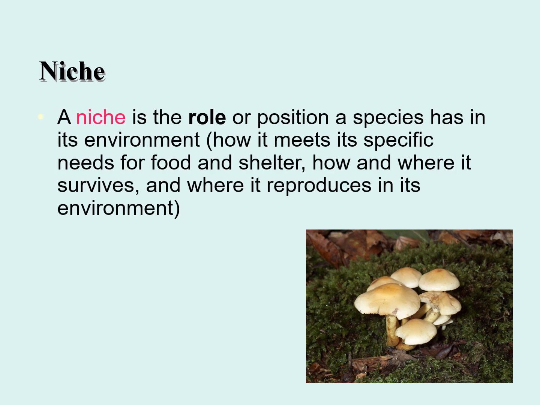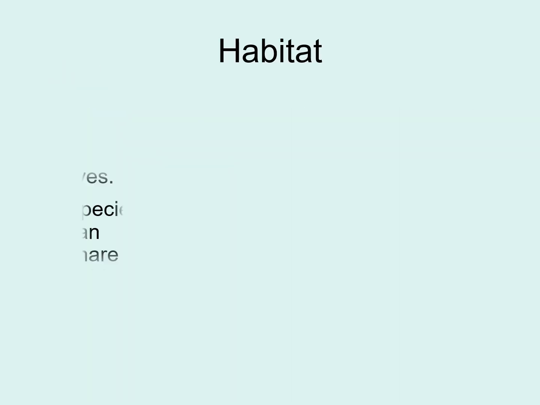By definition, a niche is your role or position a species has in the environment. It's basically where do you fall on the food chain? Are you a producer? Are you a consumer? Are you a decomposer? Are you a primary consumer? Are you a secondary consumer? And these things, if you don't remember, will become more clear for you later on.